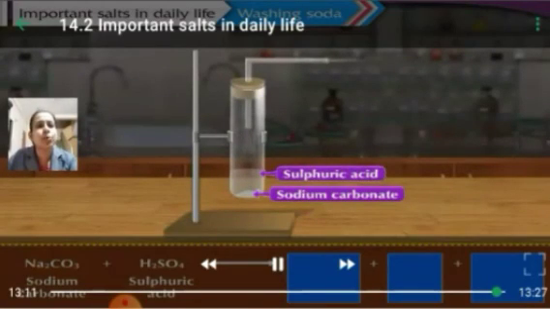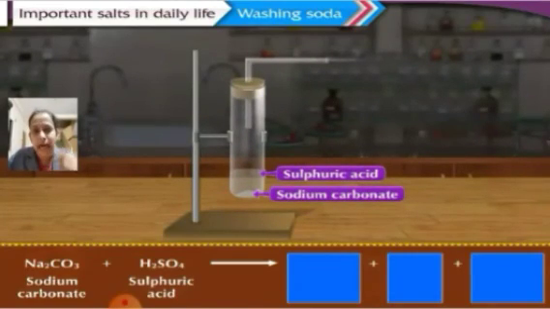Now let's see the reaction of sodium carbonate with sulfuric acid. So when sodium carbonate reacts with sulfuric acid, can you complete this reaction? What can be formed here? Yes, you are right. It will first form the salt Na2SO4, that is sodium sulfate.